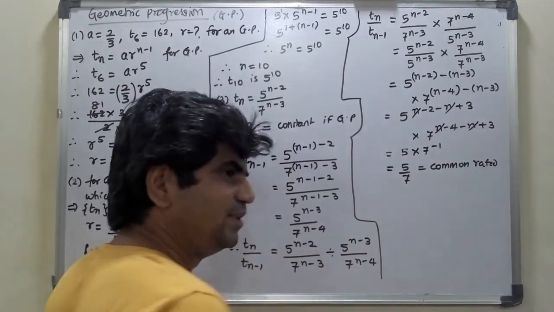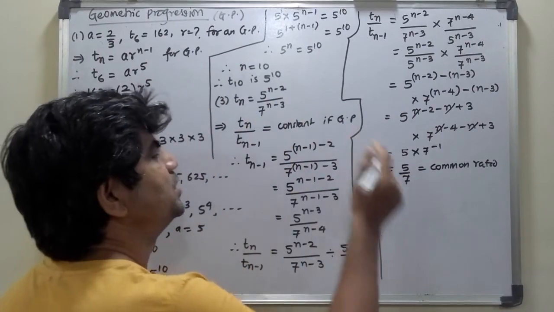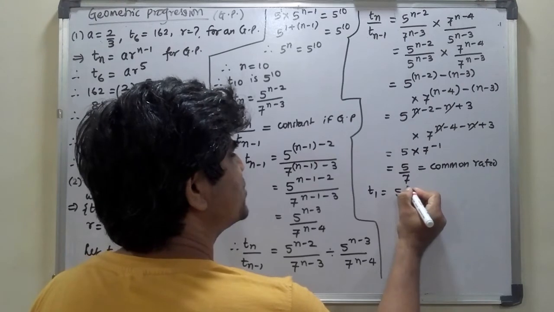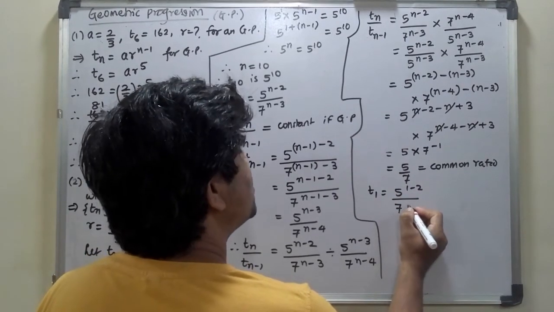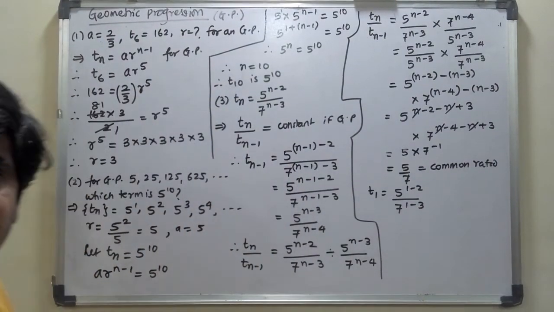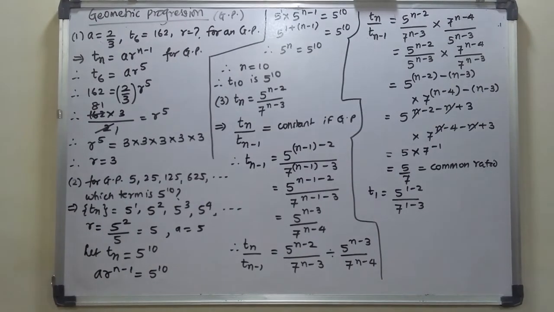And if this is the common ratio, then you can find the first term. Tn is already given to you. Therefore the first term will be 5 raised to 1 minus 2 and 7 raised to 1 minus 3. Calculate and get your term number 1.